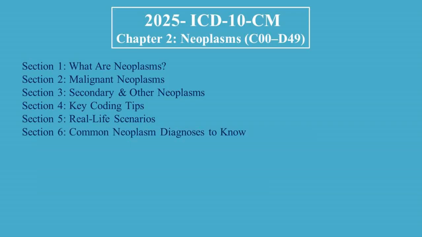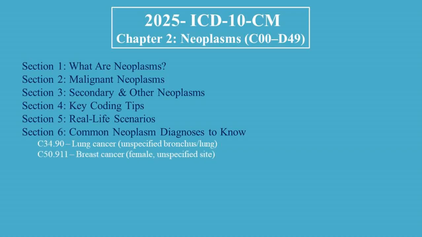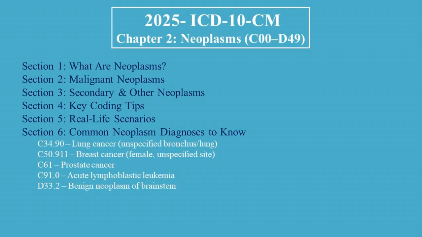Section 6, common neoplasm diagnoses to know. Here's a quick list of commonly encountered neoplasm codes. C34.90, lung cancer, unspecified bronchus/lung. C50.911, breast cancer, female, unspecified site. C61, prostate cancer. C91.0, acute lymphoblastic leukemia. D33.2, benign neoplasm of brainstem. D48.5, uncertain behavior of skin neoplasm.